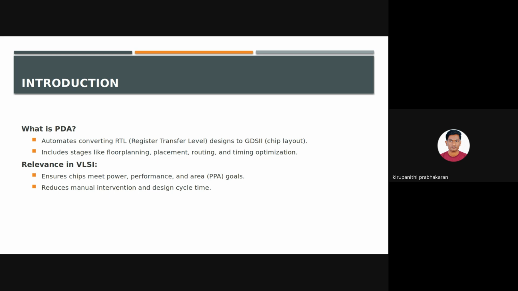To achieve this PDA automation, there are several stages: floor planning, placement, routing, and timing optimization. In the first stage, floor planning, the chip's physical area is divided into blocks and major functional units are assigned locations. Factors like power distribution, heat dissipation, and interconnect lengths are carefully considered to create an efficient floor plan.